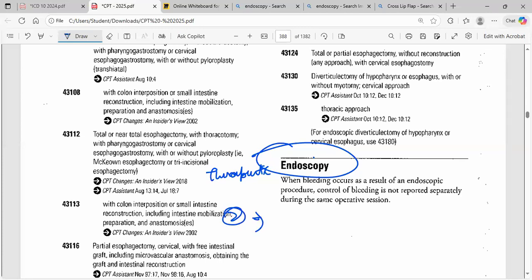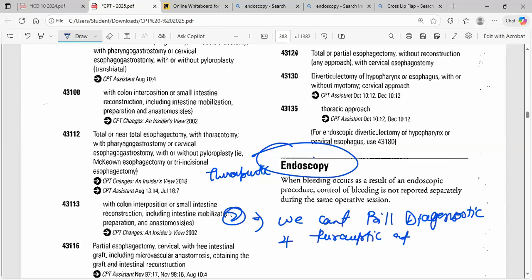The first guideline is we cannot bill diagnostic and therapeutic procedures at the same time for the same location. So we cannot bill a diagnostic and therapeutic procedure at the same time for the same location. This is our first and main guideline.